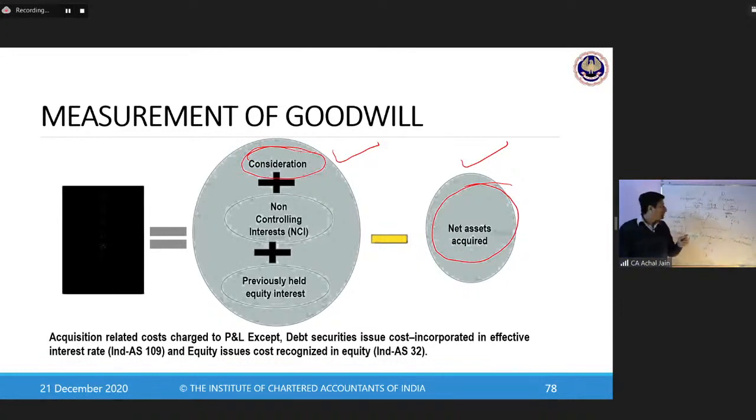So what do we do? Now, after purchase consideration, we will include NCI. And from these two, meaning purchase consideration including previously held equity interest and NCI, we reduce net assets. The resultant amount will be goodwill. Goodwill is always a balancing figure, correct? The resultant amount will be goodwill. Okay, clear on this?